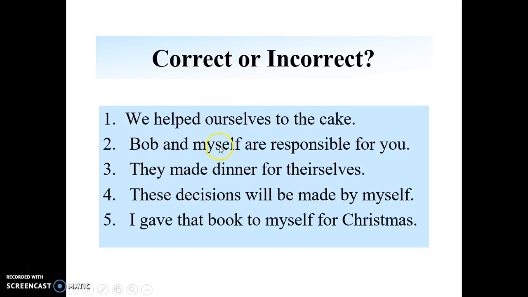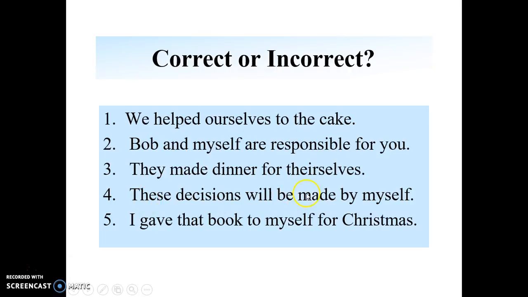Here you've got, Bob and myself are responsible for you. Myself does not reflect Bob, and there's no I, so it would just be Bob and I are responsible for you, or Bob and me are responsible for you. Which would it be? We'll have to learn that later. Number 3, they made dinner for themselves. Well, theirselves does reflect they, except for the fact that theirselves is not a word. So it would have to be themselves.